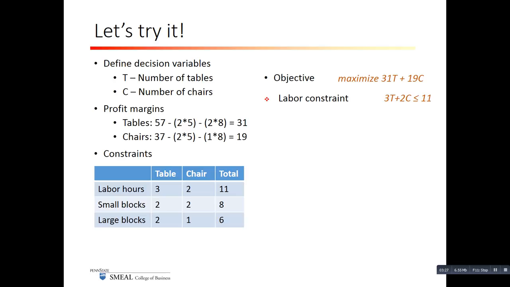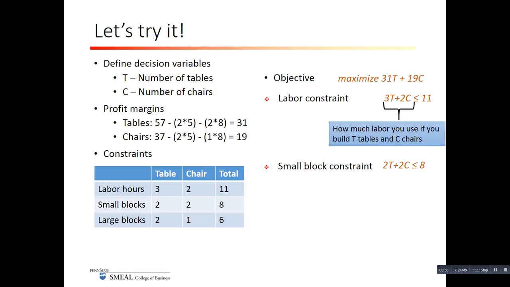The next one is the labor constraint. As we see here on the left hand side, this is the total amount of labor you use. 3T, which corresponds to the labor used to produce T tables, and 2C, which corresponds to the labor used for producing C chairs, and this has to be less than or equal to the total amount of labor we have. Similarly, we can write down the constraint for small blocks.